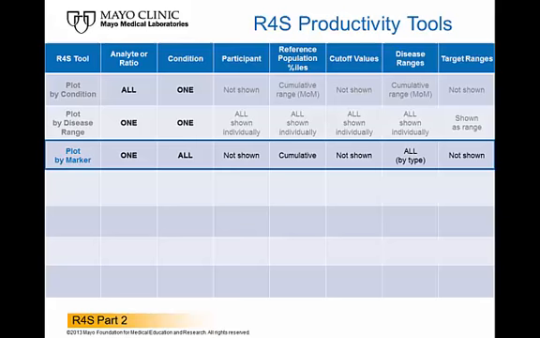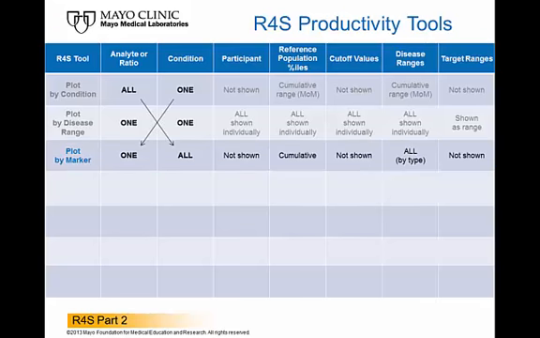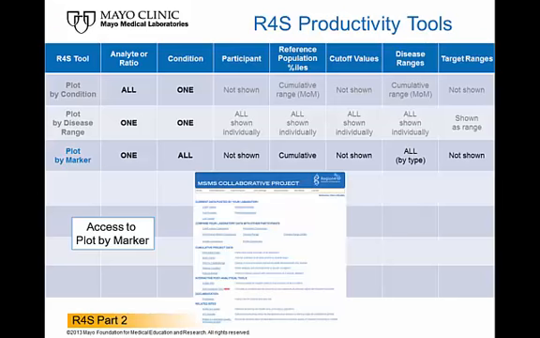The first tool is a plot by marker. This tool could be described as the opposite combination of a plot by condition, because it shows the disease ranges of just one marker but in all conditions, regardless of the achievement of clinical significance. Just like all other tools, access to the plot by marker is provided by a link available on the web homepage.